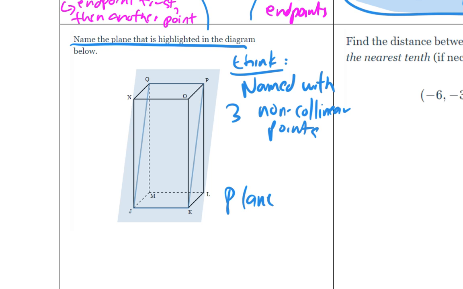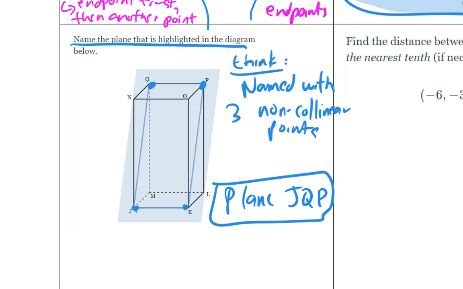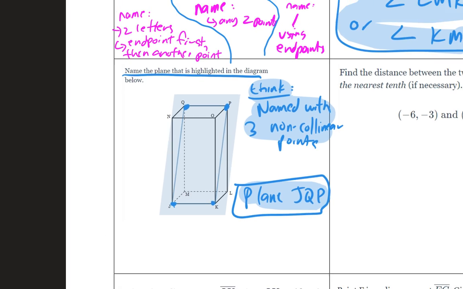So I could say J, Q, P. Not L, K. It's J, Q, P, and K, not L. I even made that mistake looking at that. We're looking right here, so we need to look at these points: J, Q, P, and K. So that's one of the answers. That's what we need to think: it's named using 3 non-collinear points.